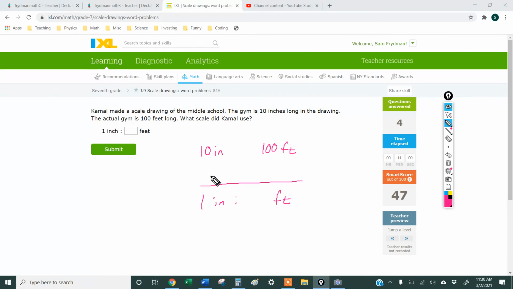And then I know to get this 1 over here, I would have to divide this 10 by 10, because 10 divided by 10 is 1. Whatever number I divide by over here, I have to divide by the same number over here. Notice I'm not dividing by 100 here. And then 100 divided by 10 is 10. So if every 10 inches on the drawing corresponds to 100 feet in real life, then every 1 inch on the drawing must correspond to 10 feet in real life.